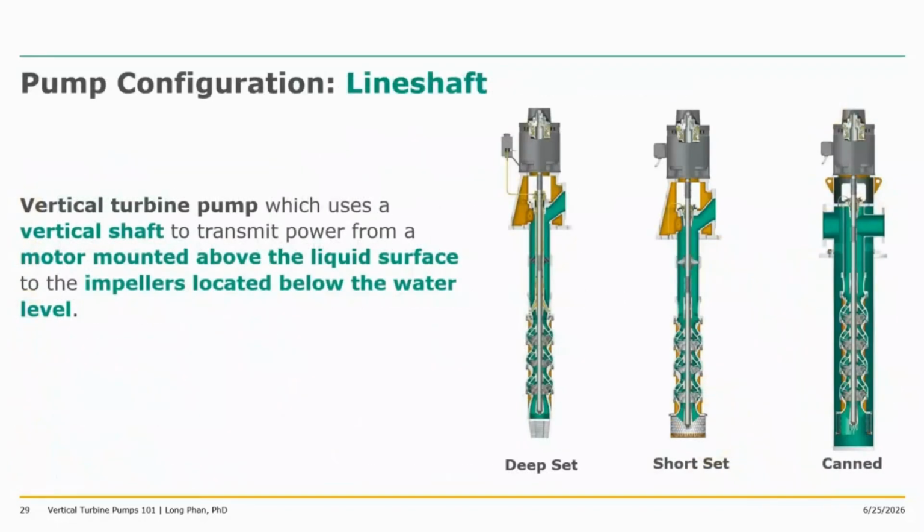For the line shaft vertical turbine, the pump relies on the vertical shaft to transmit the power from the motor drive above the ground, all the way to the impellers located below the water surface. Right, so that's the key principle there.